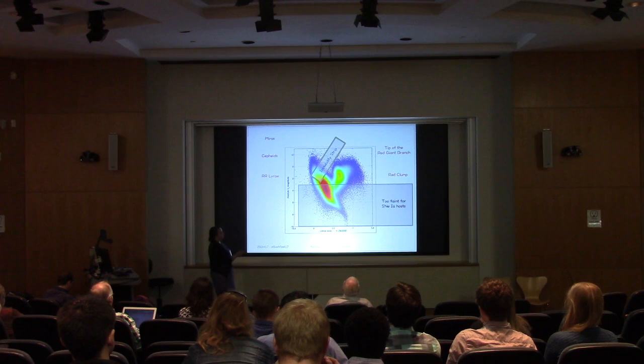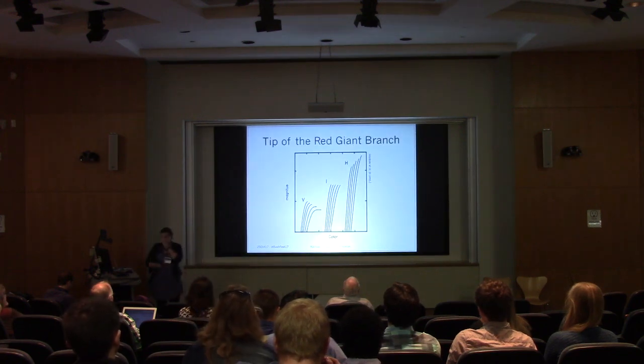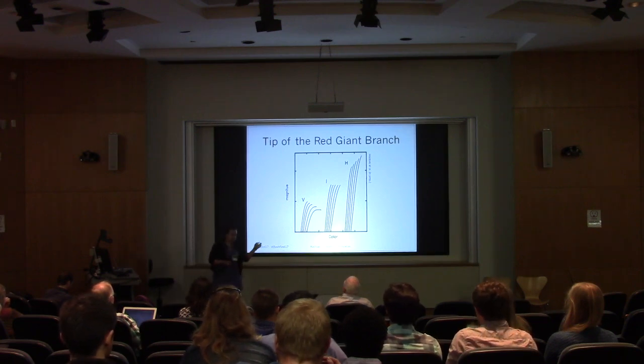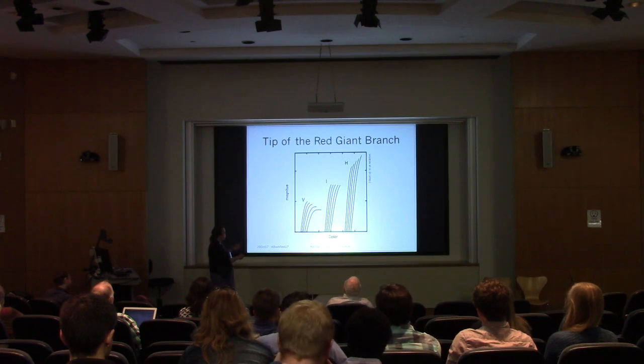And the other option is this tip of the red giant branch, and that's what I'm going to tell you about. So the tip of the red giant branch is literally an assignment that all of you in physics have done in your undergraduate physics class. So here are fiducial sequences, and the step here is in metallicity.